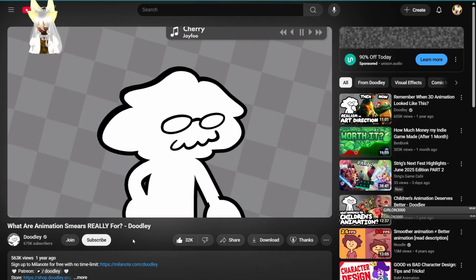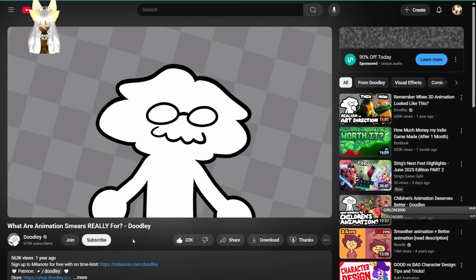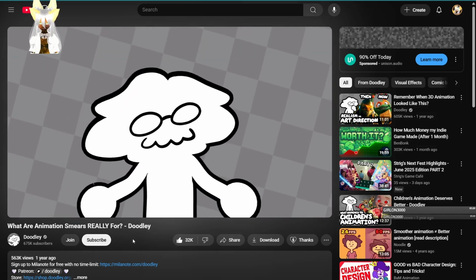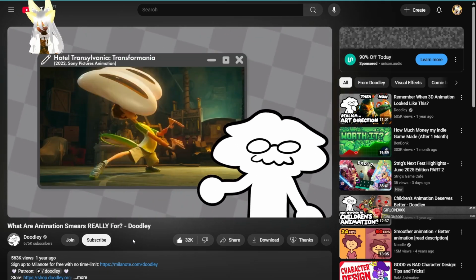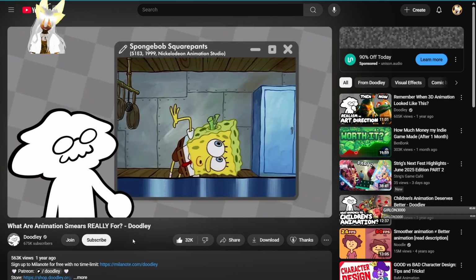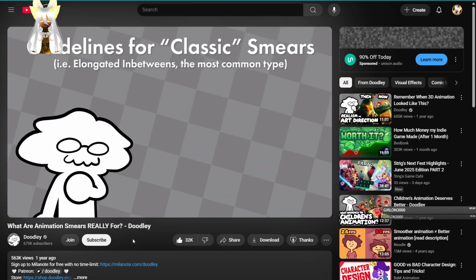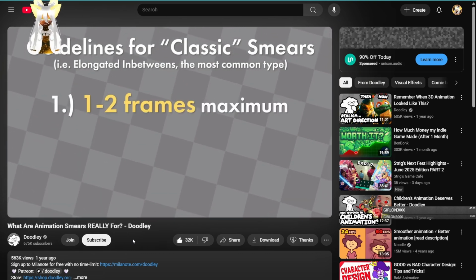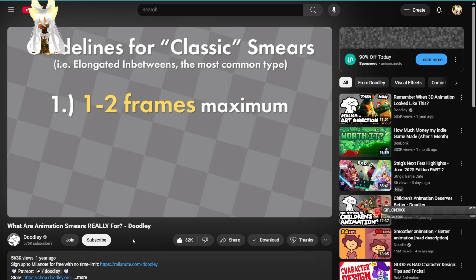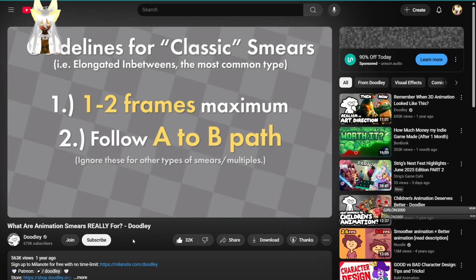Okay, so we talked about the why, but what about the how? Knowing that smear frames are more than just motion blur, how do you implement them effectively? And how do you do them in 3D where you wouldn't even be drawing them? First, let's talk about what we'll call classic smears, the huge ones that simulate motion blur. I personally have two guidelines that I stick pretty closely to. One is that smears should only appear for one frame, 2 frames maximum. And 2, smears should follow a very specific point A to point B path.